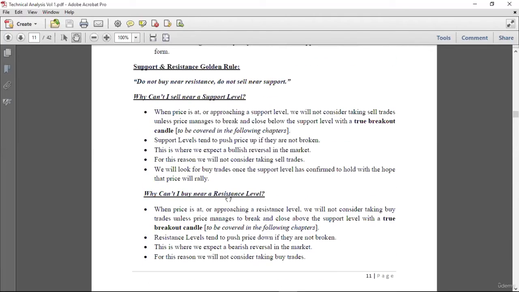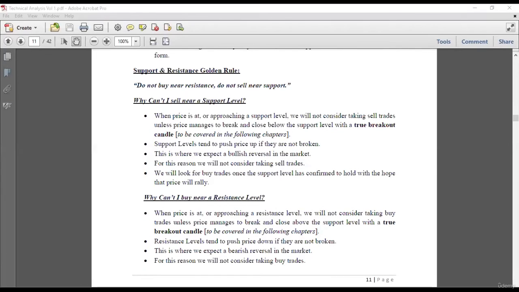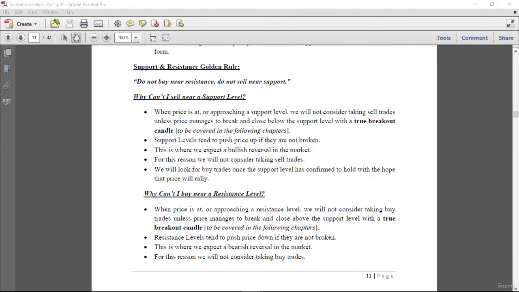Why can't I buy near a resistance level? When price is at or approaching a resistance level, we will not consider taking buy trades unless price manages to break and close above the resistance level with a true breakout candle, which we're still going to talk about. Resistance levels tend to push price down if they're not broken. So like this one that I just talked about. As it goes up, we don't look for buying trades because we are approaching a resistance level which normally pushes price down. That's where we're going to be looking for sell positions.